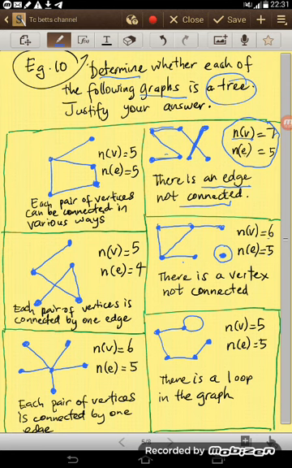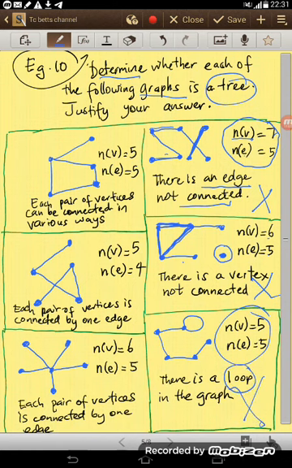Not connected. And then here there is a break of rule number 2, more than one edge. So this one also is not a tree. And for this one, of course, this is already wrong, and then there is a loop. There is a loop, so it cannot be a tree.